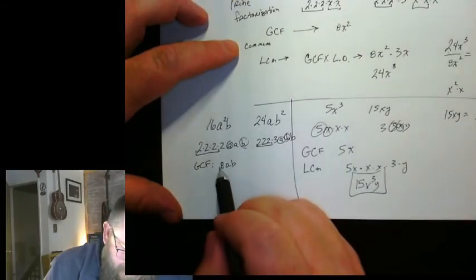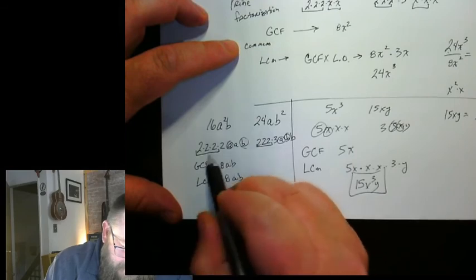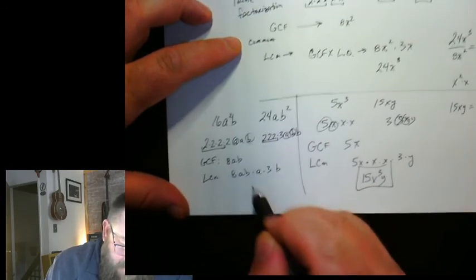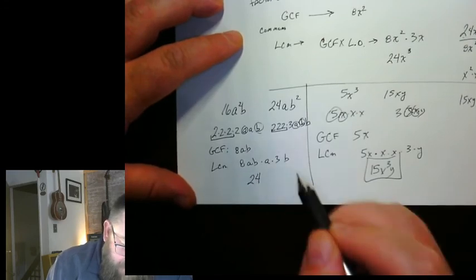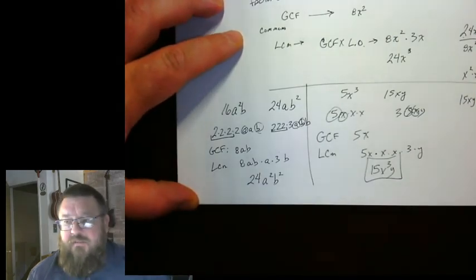So now to get the LCM, take that GCF and multiply by the leftovers. I've got an extra a here. I've got a 3 there and a b there. So I've got 24a squared b squared. That would be my lowest common multiple.